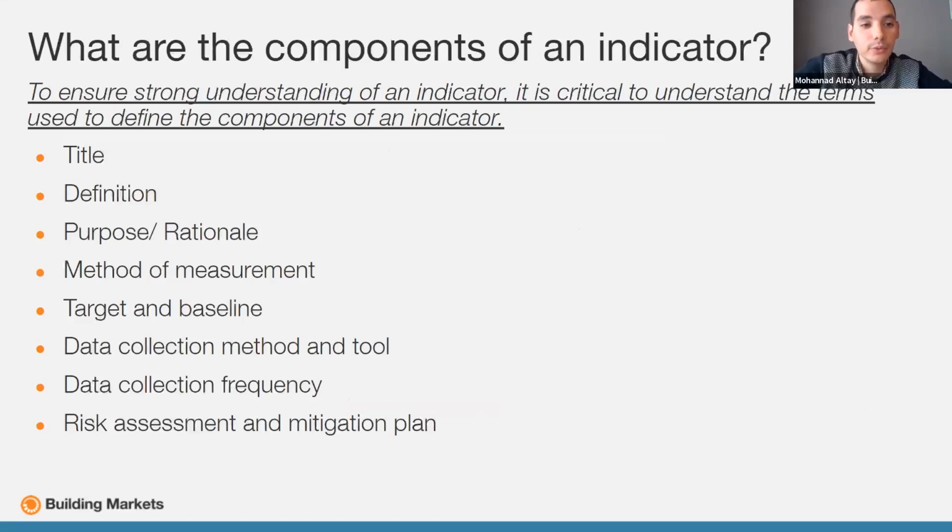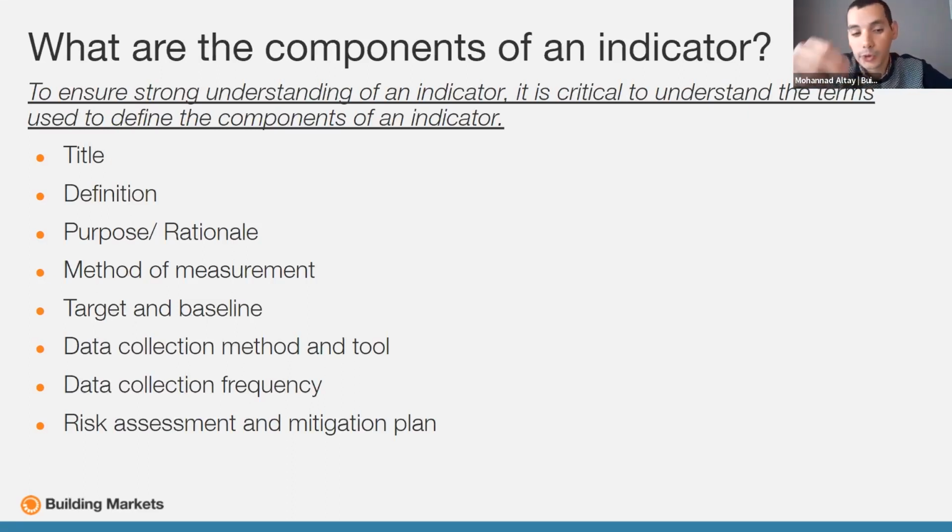After this, we will quickly review together the components of a useful indicator. Here in front of us, we have a list of 8 different components, and after this slide, we will review them in more detail. The 8 components are the title, definition, purpose, methods of measurement, target and baseline, data collection method and tools, data collection frequency, and risk assessment and mitigation plans.